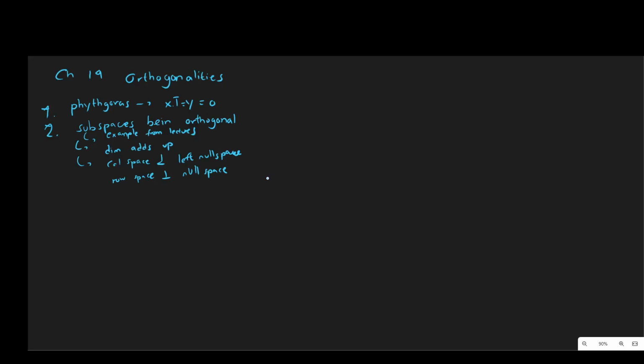Hello guys, this is my own review of chapter 14 on orthogonality. I will discuss two takeaways from the chapter that I think are really useful. The first one is a proof that the Pythagoras theorem agrees with our definition that the dot product of two orthogonal vectors is zero.